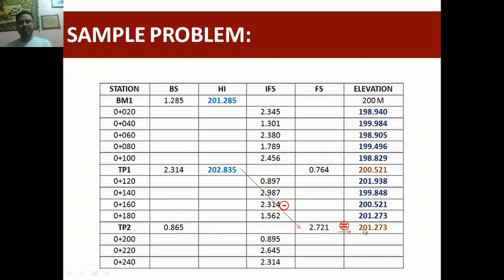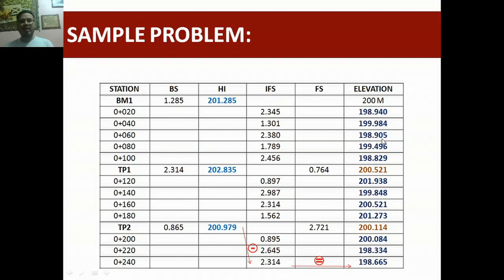Since we have a backsight again, and since we transferred the instrument to the next station, that means we compute the third height of instrument, which is here. Elevation plus backsight will give us a new height of instrument, 200.979. And then, again, new height of instrument minus intermediate foresight equals, height of instrument minus equals, and last is height of instrument minus intermediate foresight equals the elevation of the last station, which is 0 plus 240.